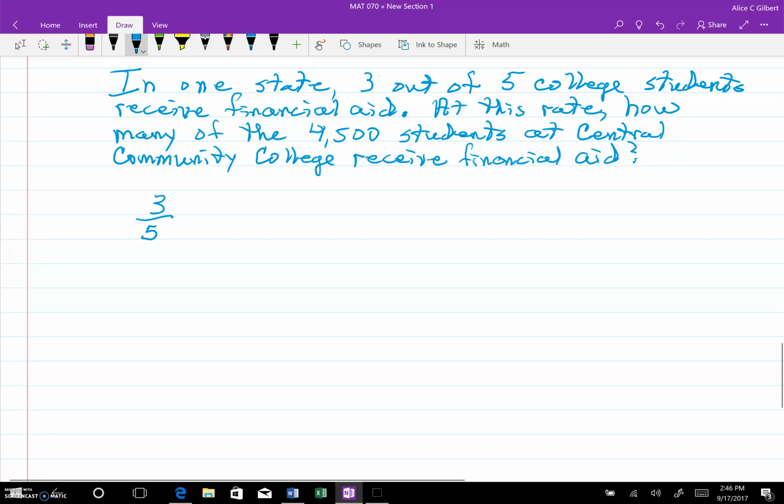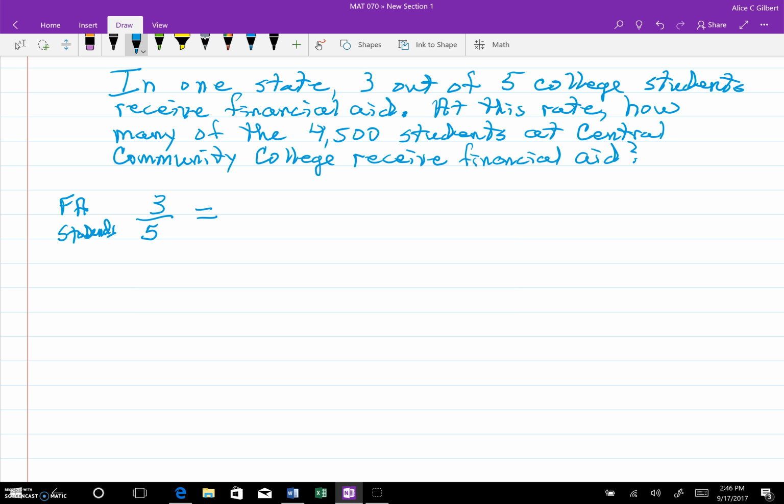3 out of 5. Now I need to understand what exactly is going to be in the top and what's in the bottom. They're both students, right? But these students receive financial aid, and these students are just students. They don't, okay? So these are the ones with, and these are the ones without in the denominator, okay? So 3 out of 5 students receive financial aid.